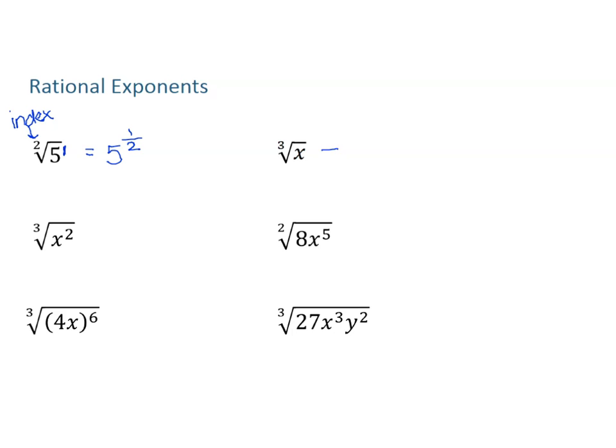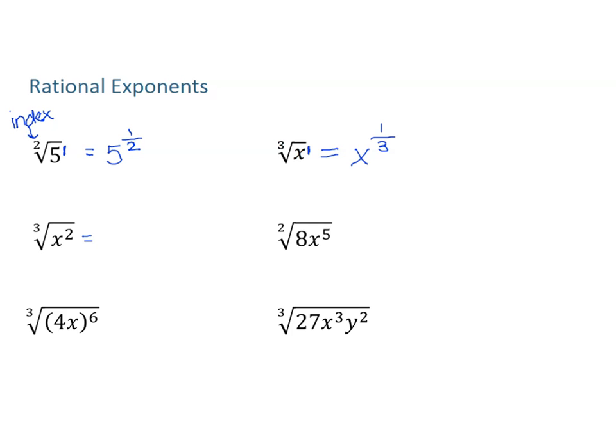All right, let's look at another one. Here we have the cube root of x. And remember, even though the x doesn't have an exponent, it does have an exponent of 1. We just don't always write it. So if I write that exponent in, now I can write it exponentially. I keep the x, that's my base. Then the 1 inside becomes my numerator, and the 3 on the outside becomes my denominator. And it's as simple as that. So let's try another one.